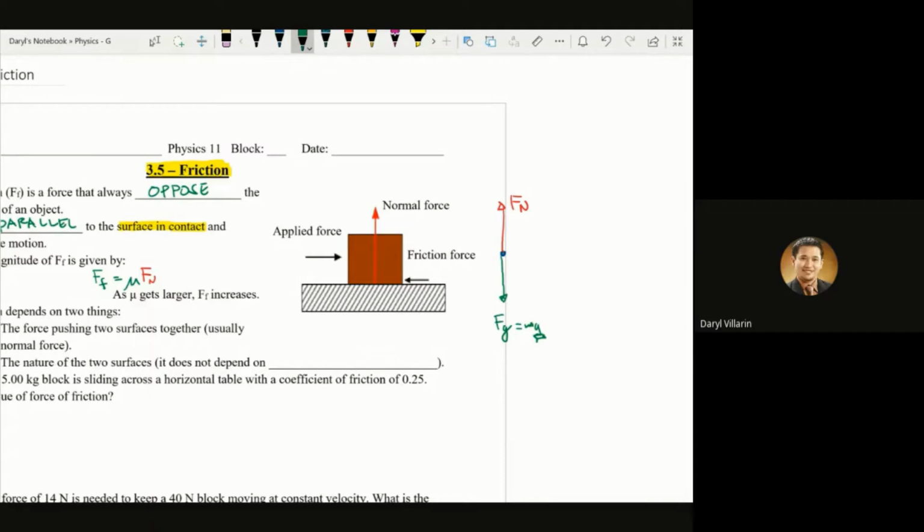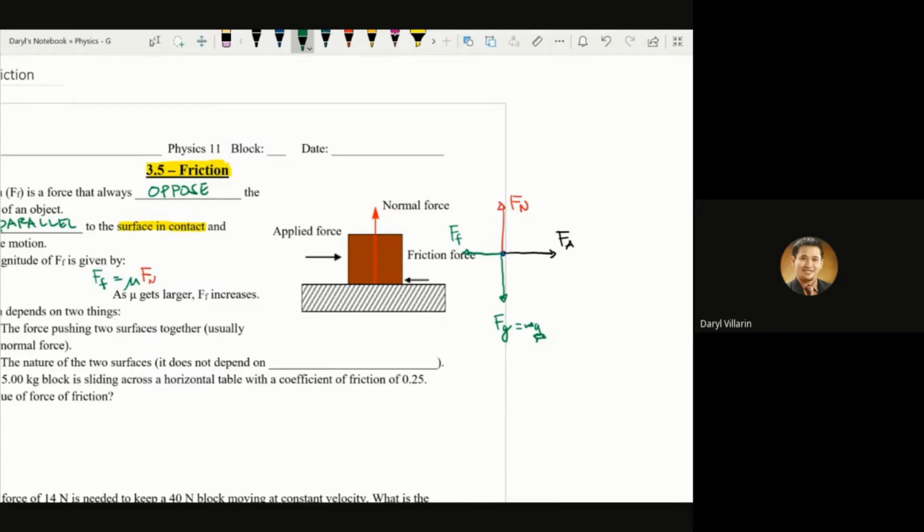In our case, to get Fg, we just use the formula m times g. And then we have the frictional force. The applied force will make this object move to the right. So this is my Fa. And the frictional force must be in the opposite direction. So that's your Ff. So for this particular object, you have four forces acting on it.